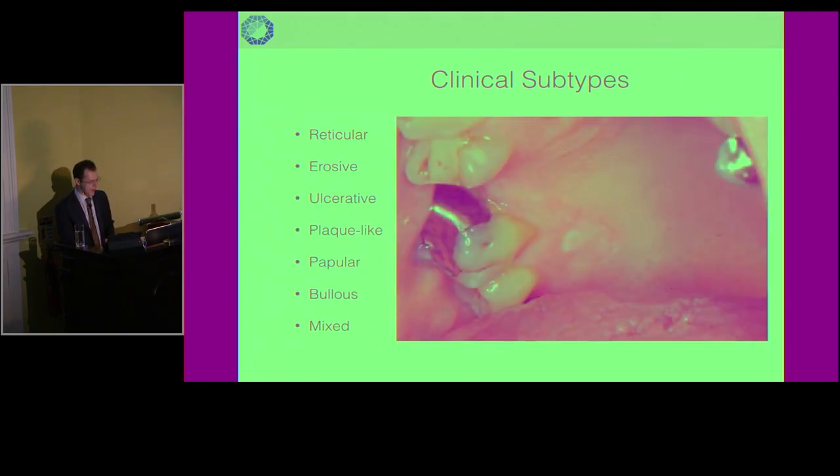This is more of a plaque-like one, but again there's background erythema, it's an inflammatory process, and there is some reticulation if you look closely enough.